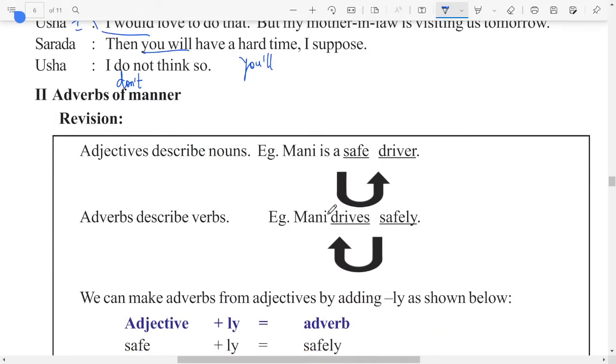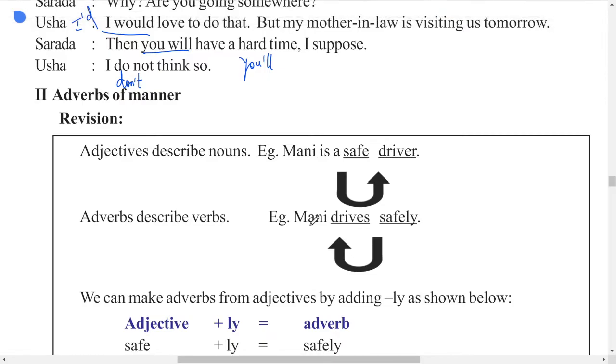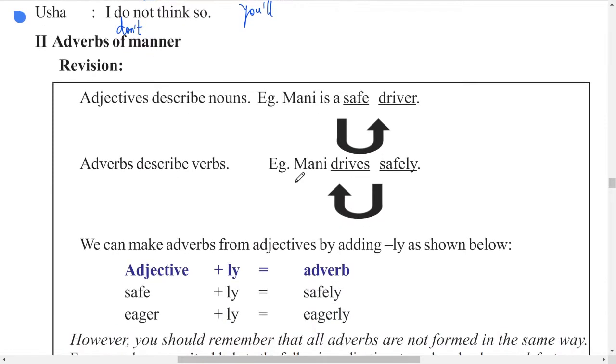Next one, adverbs of manner. You have different types of adverbs: adverbs of manner, adverbs of time, adverbs of place, adverbs of degree, adverbs of frequency. Okay, next one, adverbs of certainty. All these you can use. So in this you have adverb of manner. Let us see, this is a revision actually.